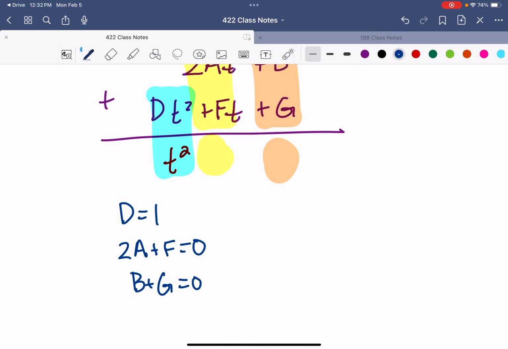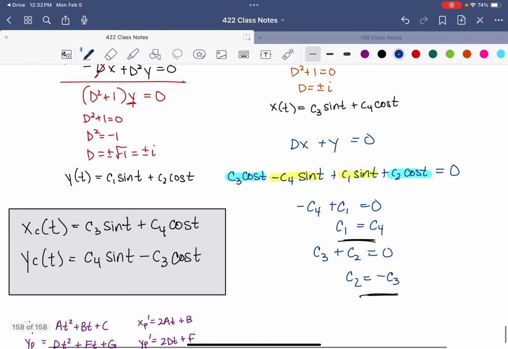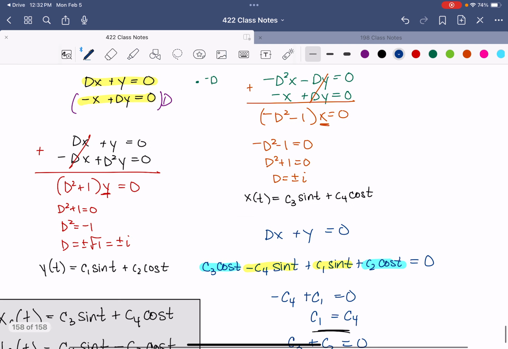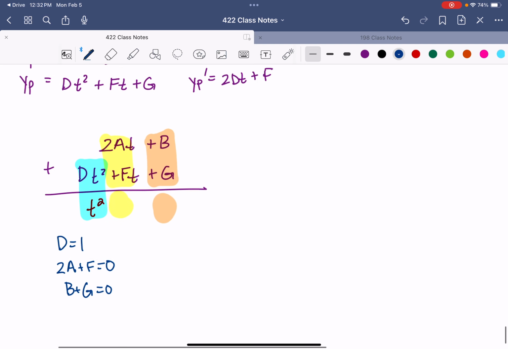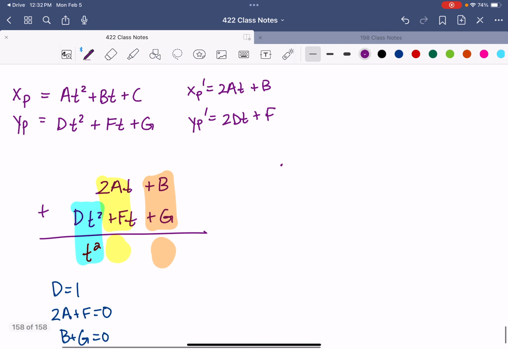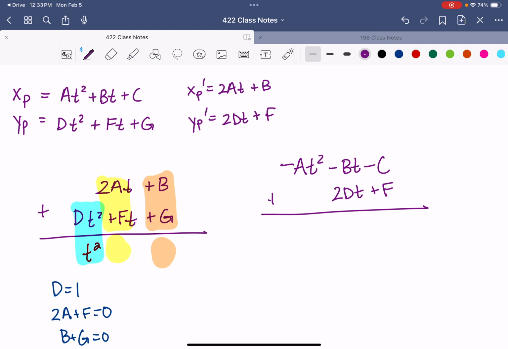Then we're going to do the exact same thing for the second equation. The second equation says negative x plus y prime equals 1. So negative x is going to be negative a t squared minus b t minus c. And we're going to add to that y prime, so that's 2dt plus f. And that all has to be equal to 1.